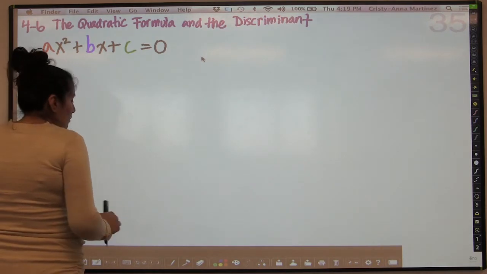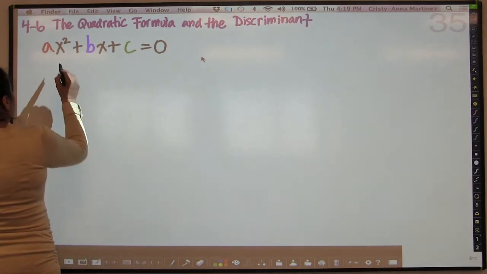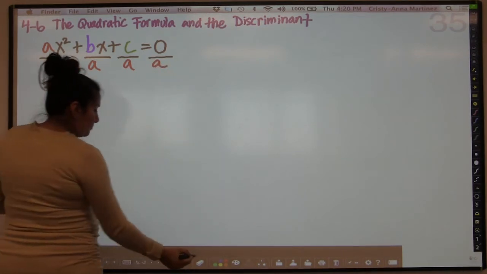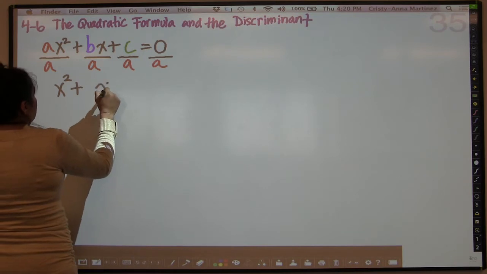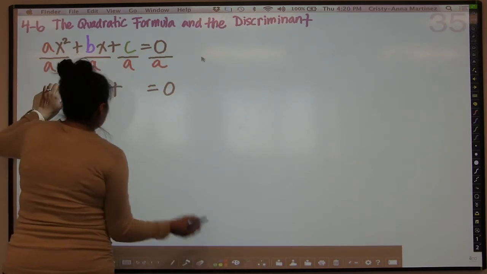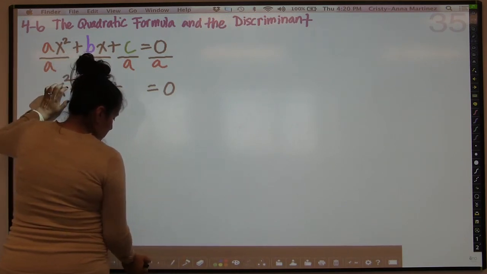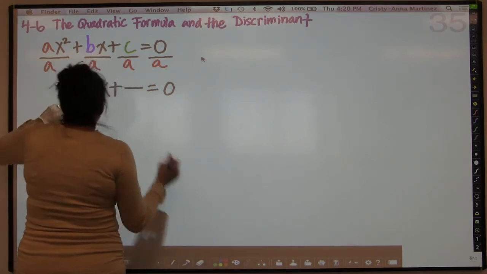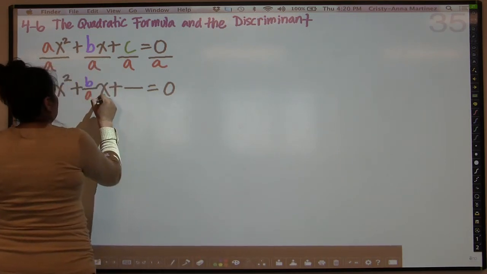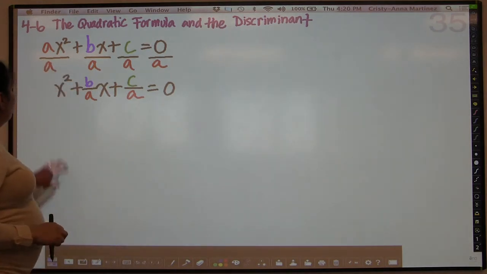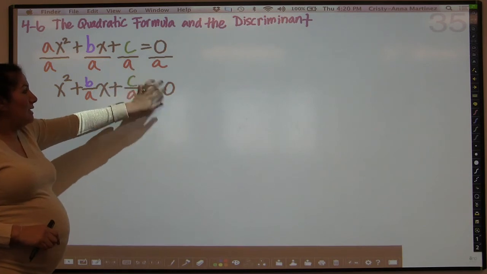So we know that one of the first things we wanna do when we are completing the square is to divide everything by the coefficient of x squared, which in this case is a. So I'm just going to divide everything by a. When I do that, I am going to get x squared by itself, and then plus b over a x plus, sorry, I'm trying to keep my colors right for you. So we're gonna get b over a x plus c over a, and of course zero divided by anything is zero. So now we have that.